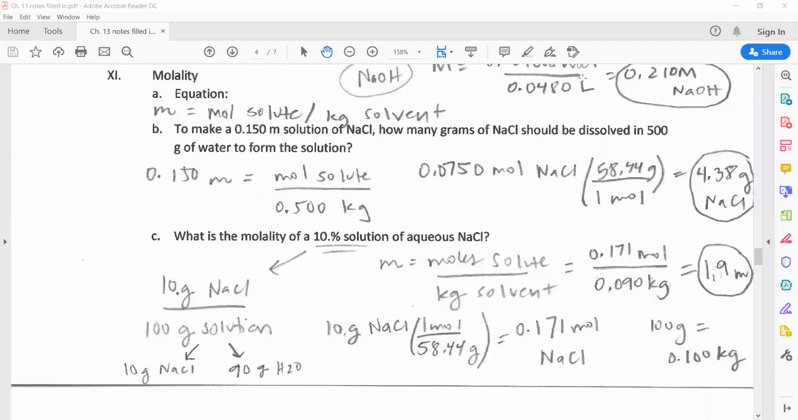Here's the third video of chapter 13. So we just talked about molarity. Now we're looking at another way of calculating concentration, which is molality. Very similar word, but molality versus molarity.